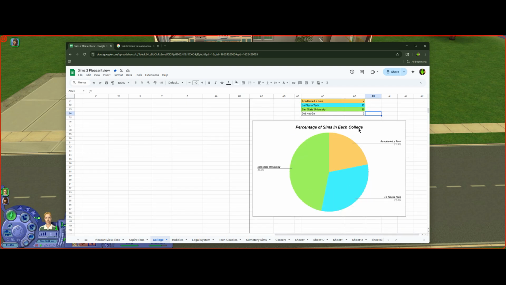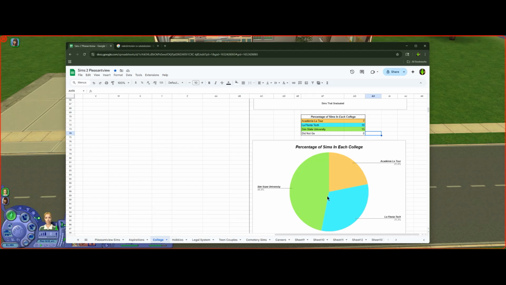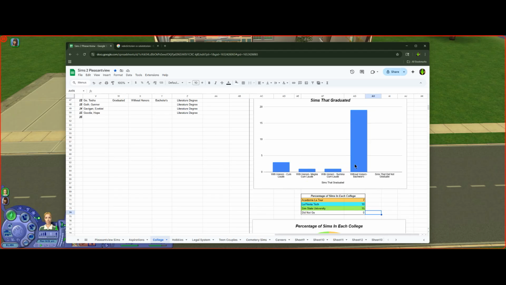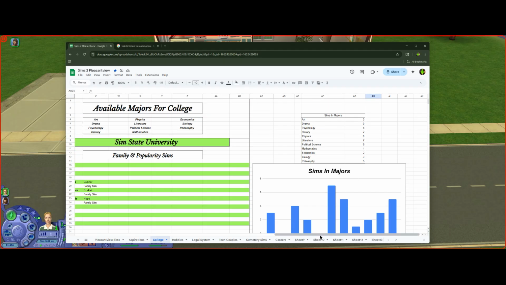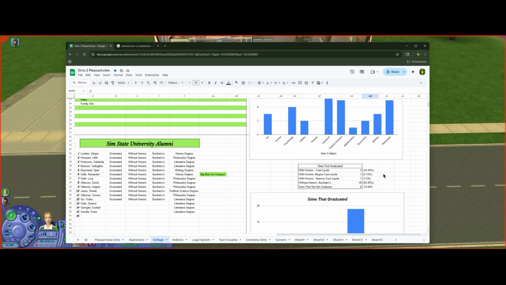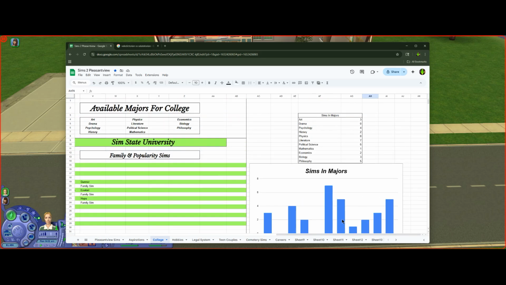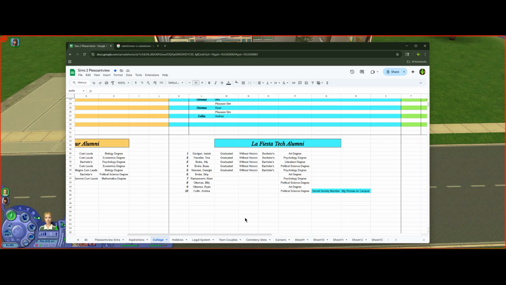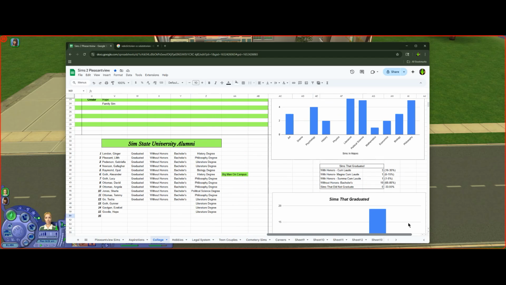So, as you could tell, percentage of Sims in each college, we have 21.9% of my teen Sims that went to Academy Latour so far. We have 31.3% that went to La Fiesta Tech. And then we have 46.9% that went to Sim State University. I thought that was pretty interesting just to put here and just to see. Obviously, Sim State University has more Sims than the rest of them. But I like adding these charts and whatnot just to get a good visual of what is happening in my Pleasantview. But yep, this is my college tab.